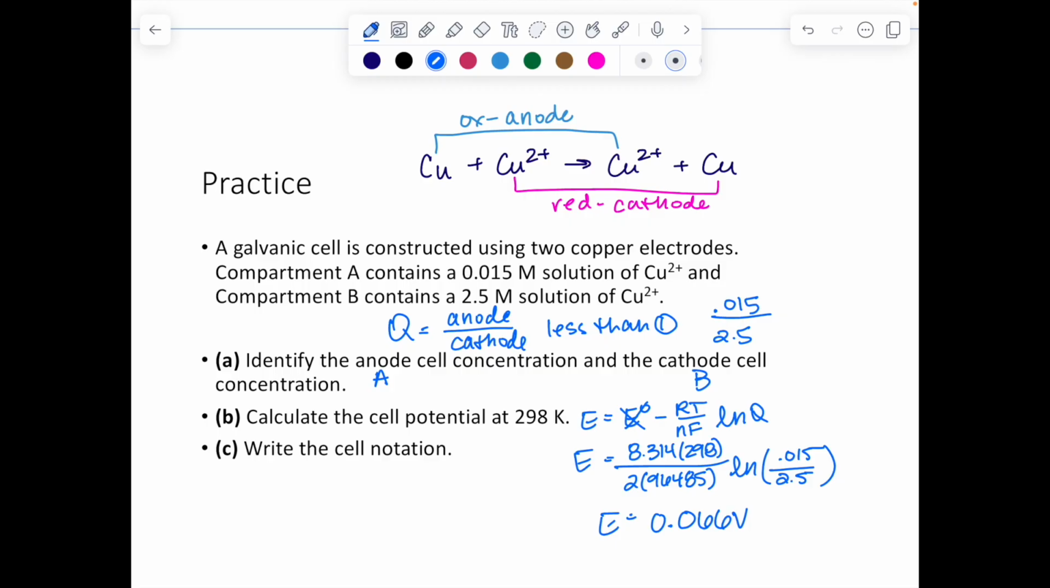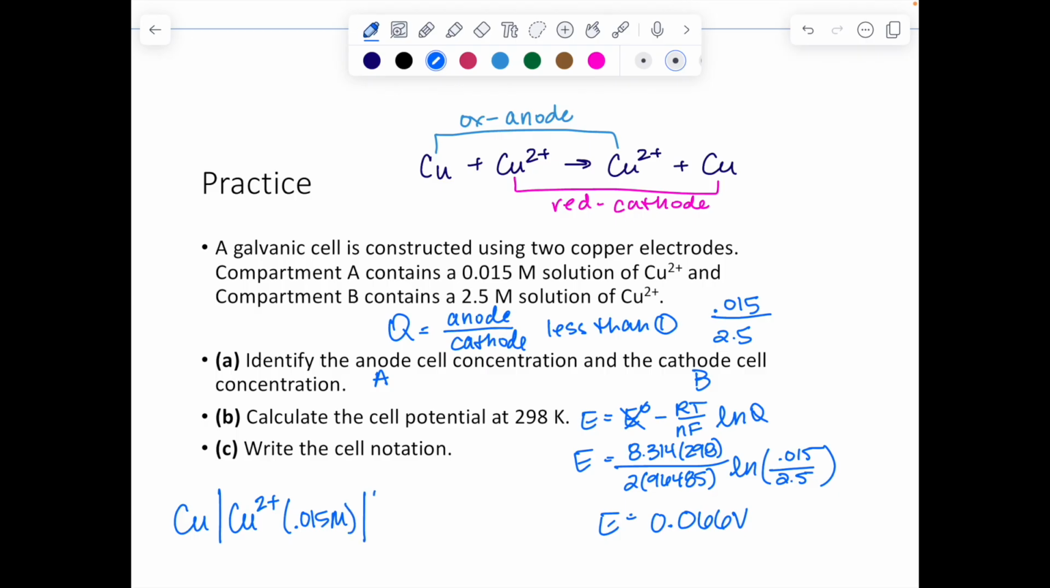And then write the cell notation. So the cell notation is we're going to write what's happening. We're going to focus on the half reaction of what's happening at the anode first. So our anode, we wrote that above, is going to be copper to copper 2 plus. And we are not at standard conditions, so we want to go ahead and put in the concentrations. We're not at 1 molar. So this concentration is going to be 0.015 molar at the anode.